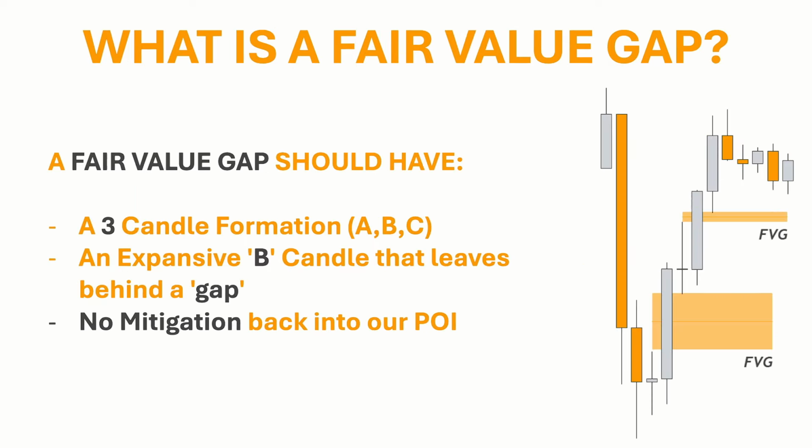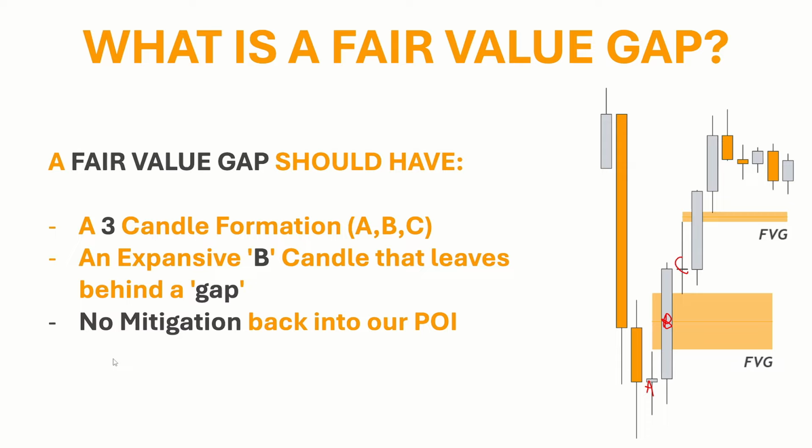As I briefly explained earlier, a fair value gap on your chart is a three candle formation: candle A, candle B, and candle C. This is the basis we are going to use. So we need an expansive B candle that leaves behind a gap. Now, what does this mean? On this diagram, we have two fair value gaps right here. This is our candle A, this is our candle B, and this is our candle C. A, B, C is a three candle formation with the B candle forming our fair value gap. This B candle is expansive. As you can see, we get a big push upwards, leaving behind a gap. This is simply our fair value gap.